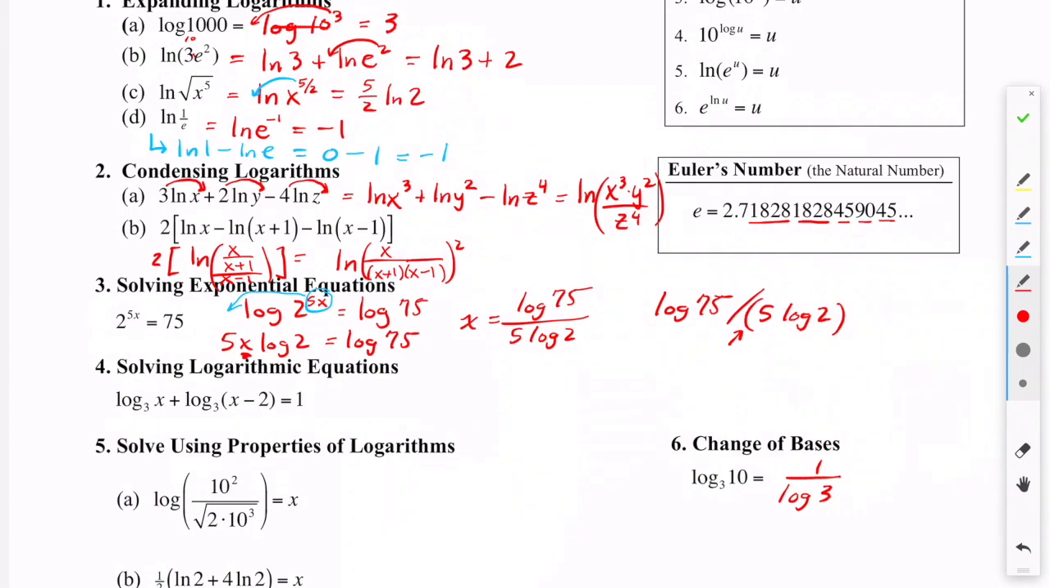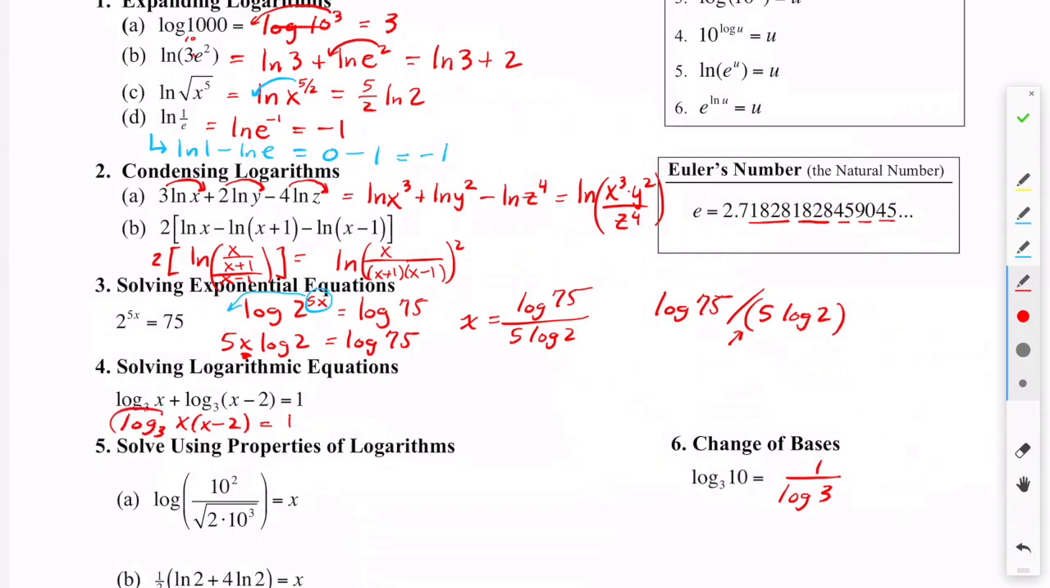Okay, number 4. We're going to try solving this logarithmic equation. Now, how do we do this? Well, it'd be a lot simpler if we could somehow get this into just one logarithmic expression. And we can do that. We can condense this. This should be a log base 3 of x times x minus 2.